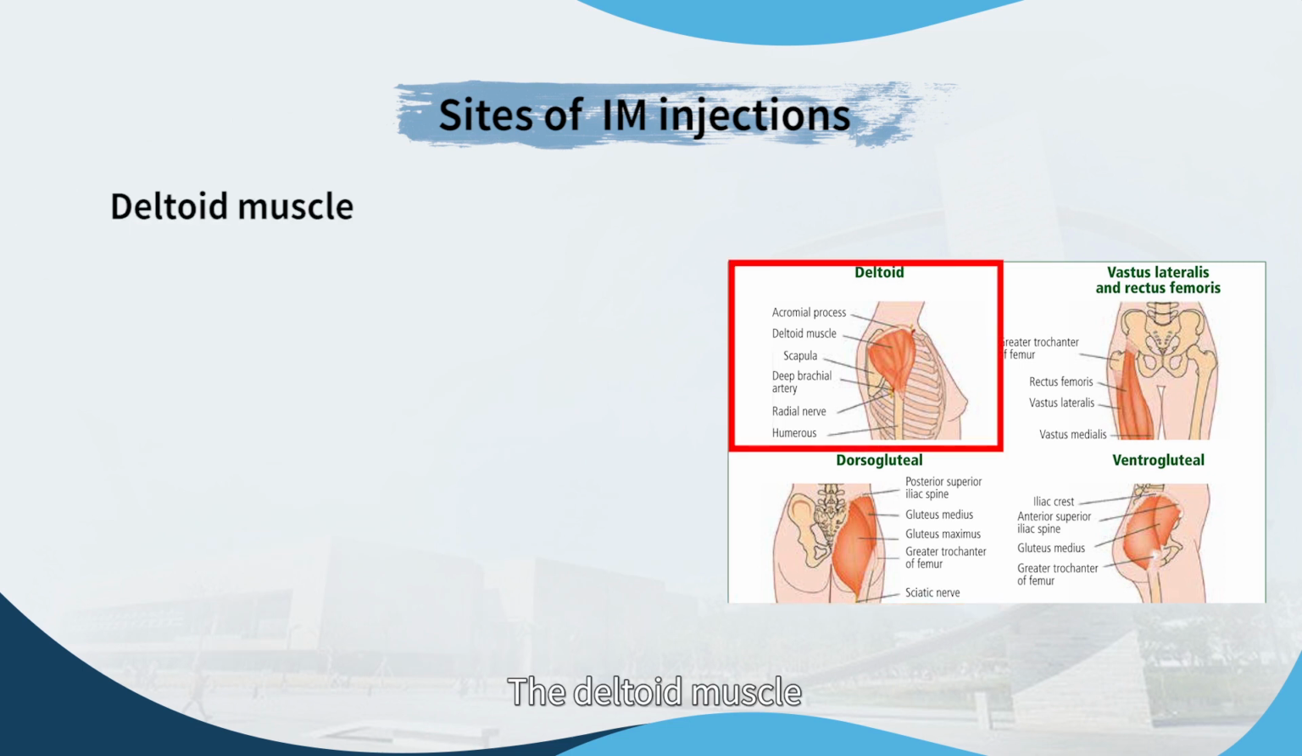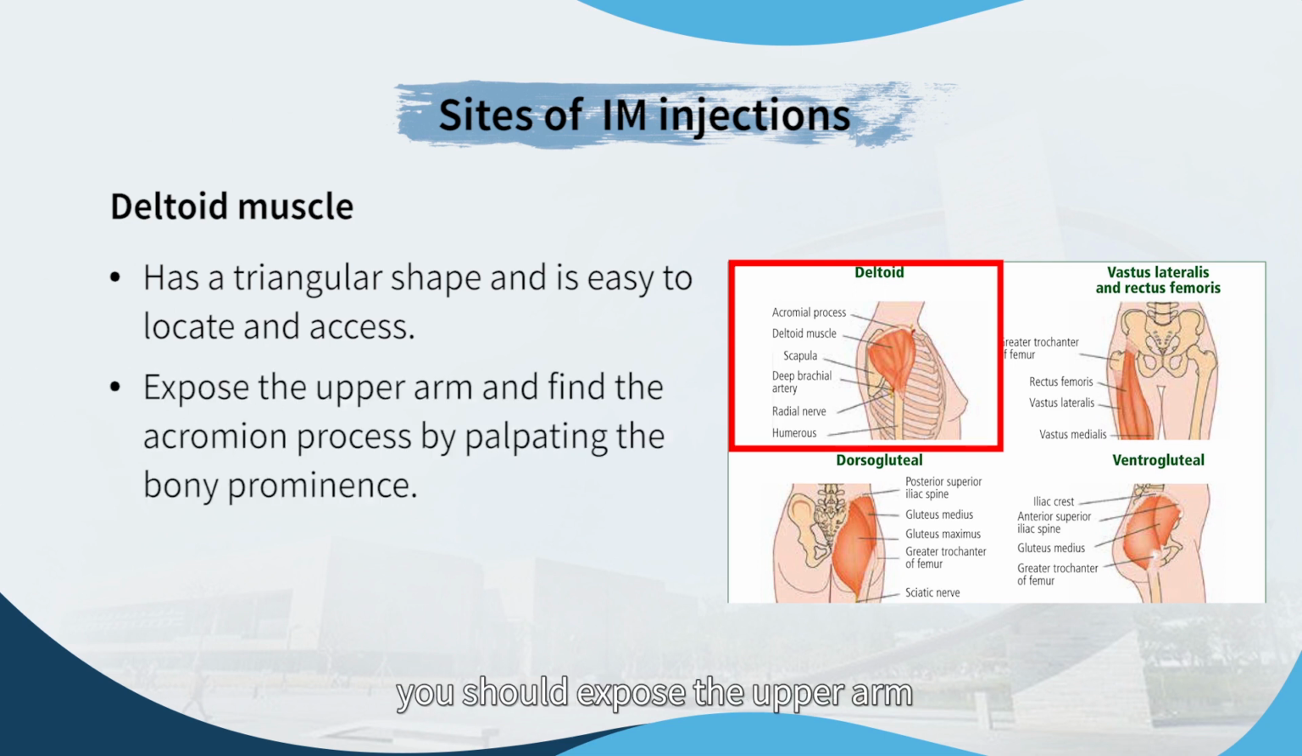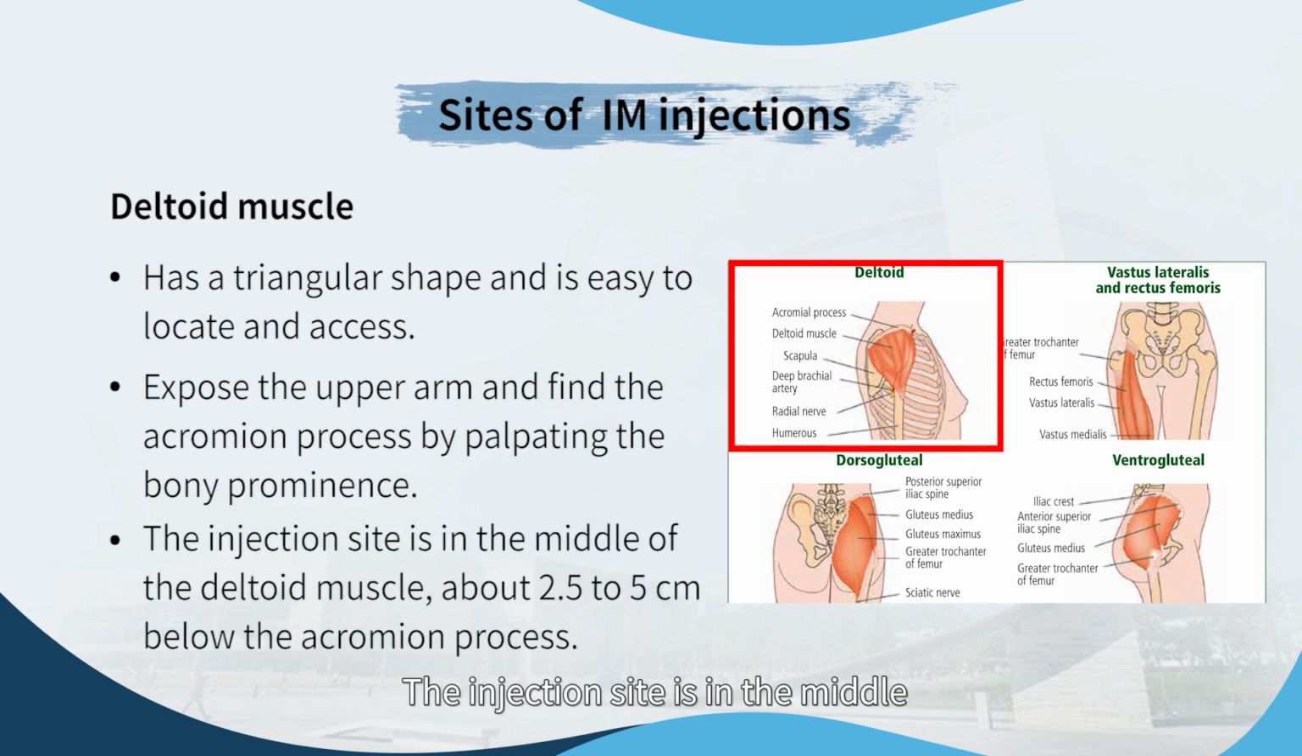The deltoid muscle has a triangle shape and is easy to locate and access. The patient can be standing, sitting, or lying down. To locate the landmark for the deltoid muscle, you should expose the upper arm and find the acromion process by palpating the bony prominence. The injection site is in the middle of the deltoid muscle, about 2.5 to 5 cm below the acromion process.